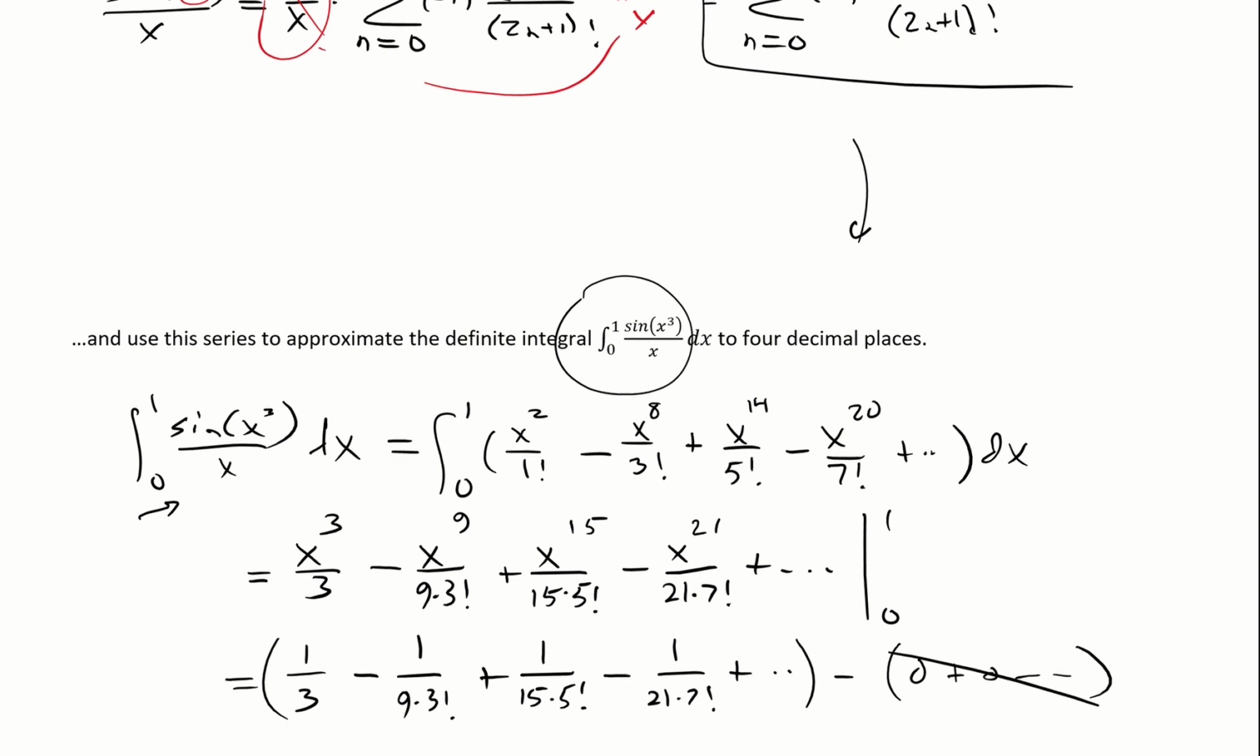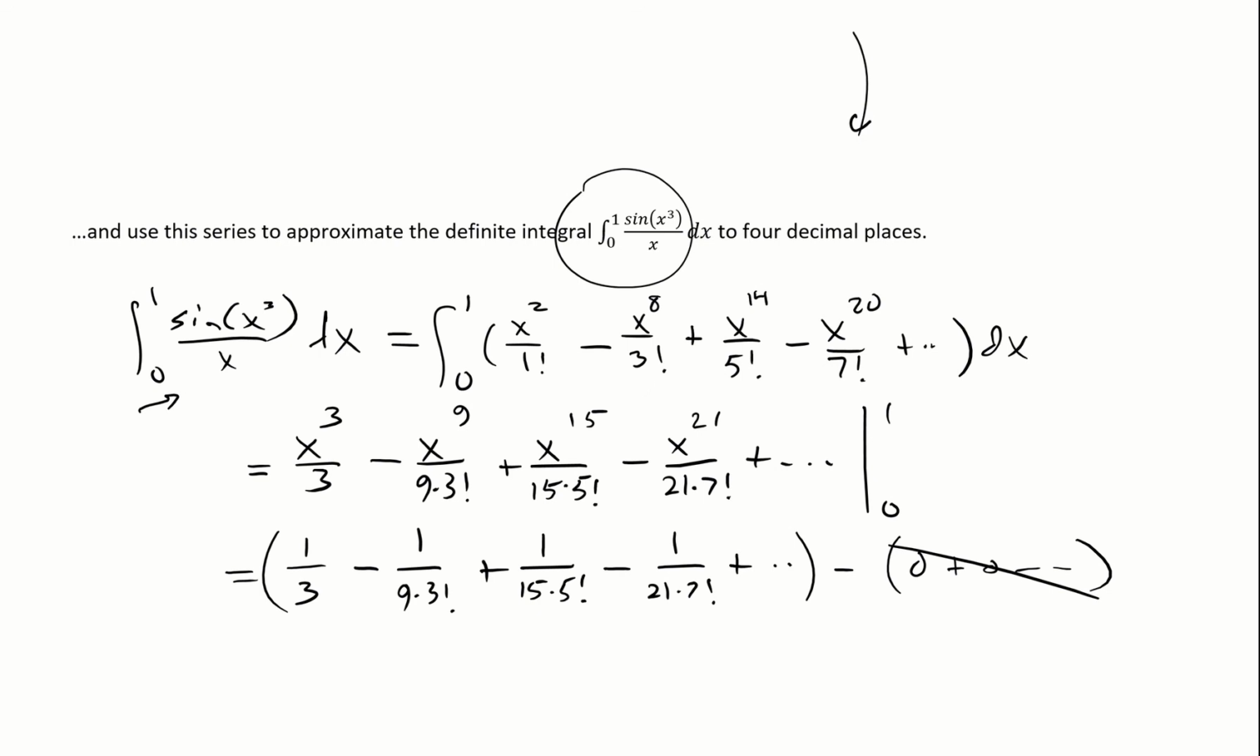What are we left with? An alternating series. What do we know about alternating series? Well, we can figure out how close we are using the alternating series error estimate. Okay, so I'm going to save a little time here. The problem says 4 decimal places. So we want the error less than 0.00005.